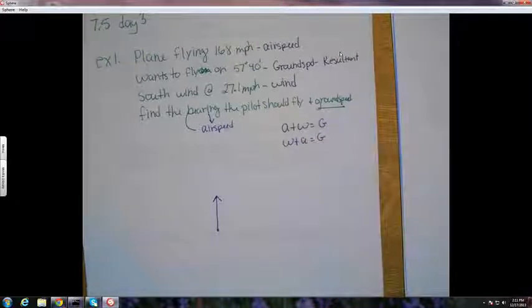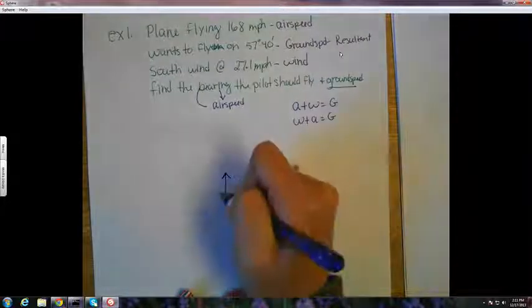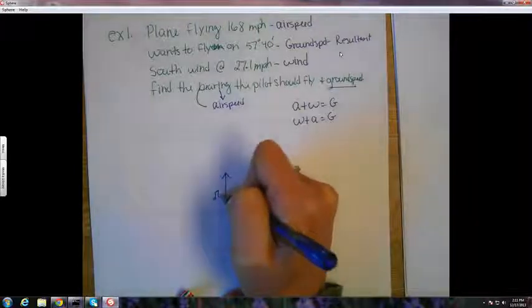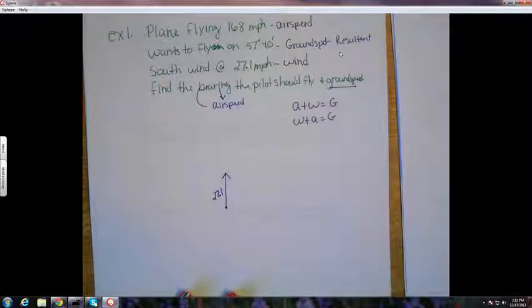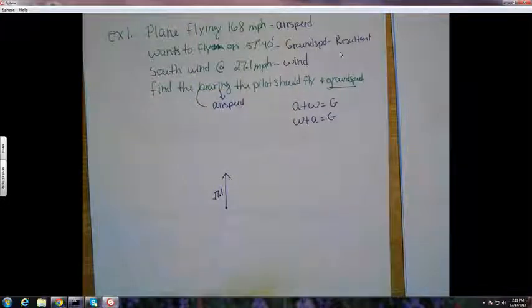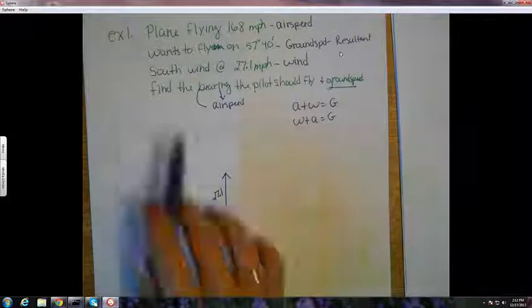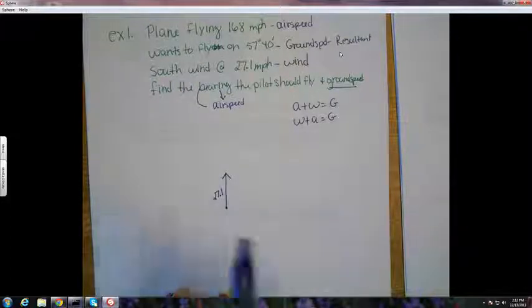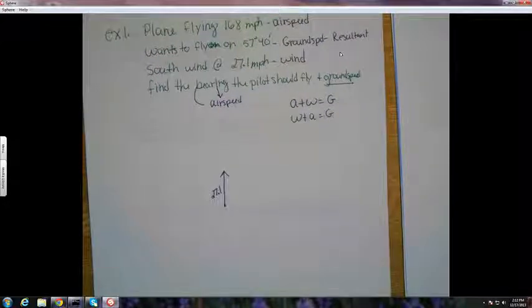So we've got a wind blowing north. Here's the wind, 27.1. Because it was directly south, I could just draw directly north. South is down, north is up. So I just did it physically. Okay, wind is done.